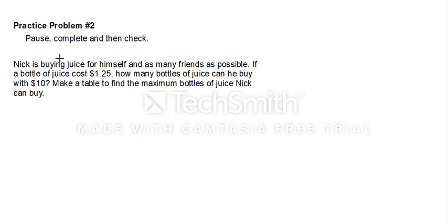So now, this problem is just a little bit different. Some of the information is the same. The only difference is he's not just buying juice for himself and 5 friends. He wants to figure out how many bottles he can buy if he has $10. Still, each juice bottle costs $1.25. Go ahead and make a table. Do all of the work, answer the question, pause, and then check back in.